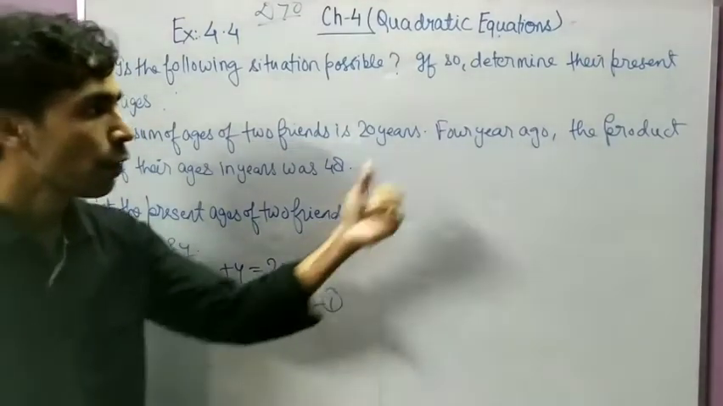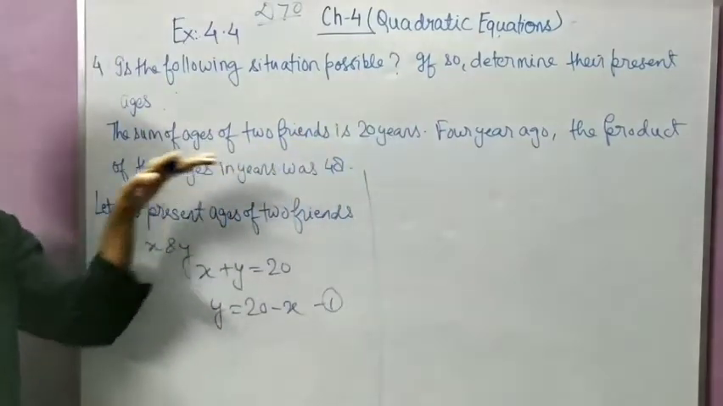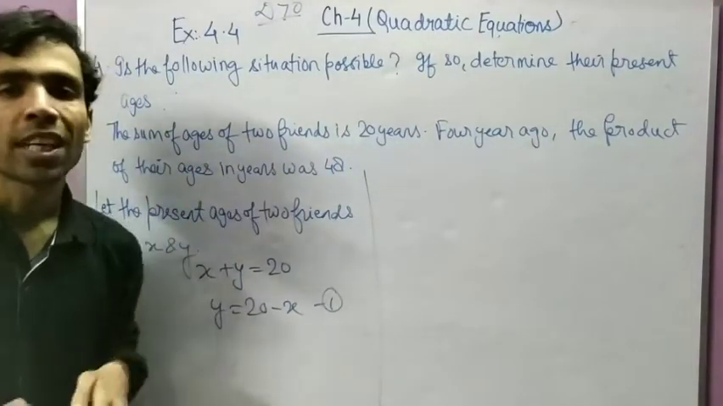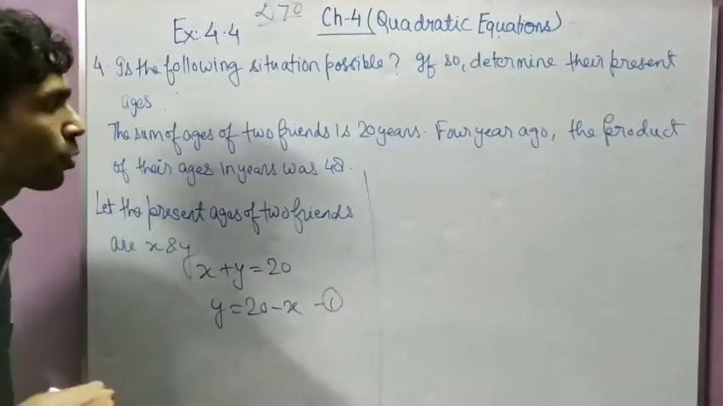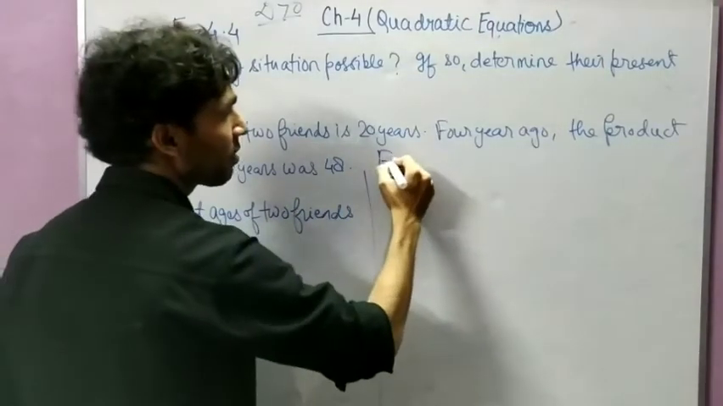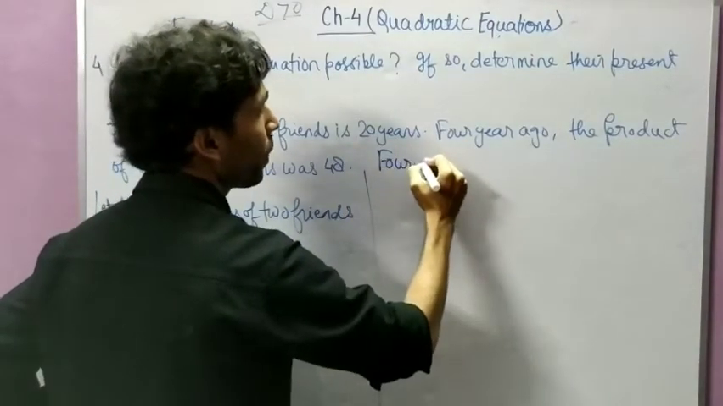Now after that, four years ago the product of their ages in years was 48. Now students, four years ago, it means we are talking about the past.